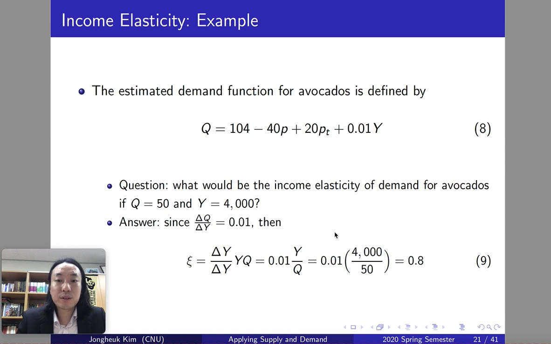Which parameters give you the information? In equation number 8, I think the coefficient of Y is the slope of this demand function if we think about Y as the independent variable, which means that 0.01 is the slope of this demand function, so delta Q over delta Y is exactly that coefficient. So we know all the unknown variables, and you can simply put those numbers in the definition of income elasticity of demand. So the answer is 0.8 in equation 9.